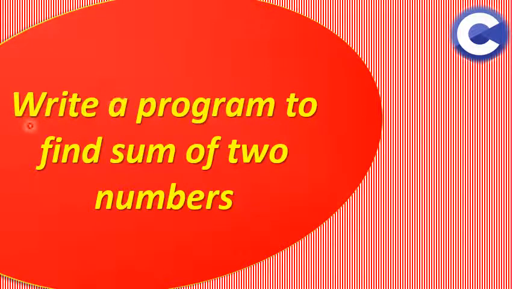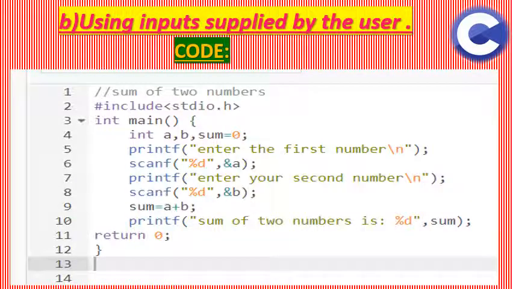Today we are going to do our first question, that is, write a program to find the sum of two numbers. We are going to find the sum of two numbers in the C programming language. Here we are going to find the sum using input supplied by the user. That is, the two numbers will be given by the user, and then we'll find the sum of them and give it to the user.